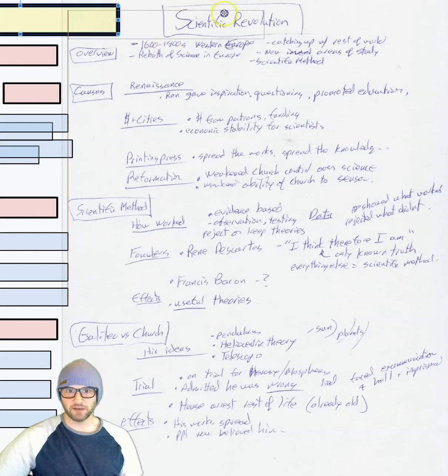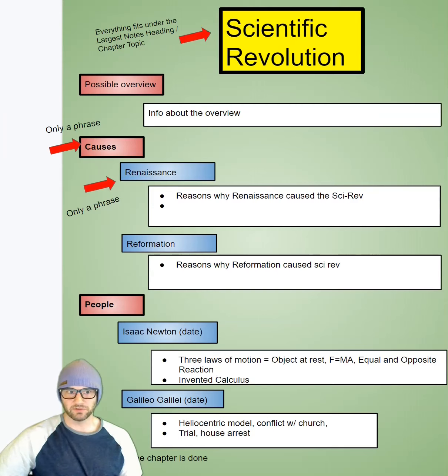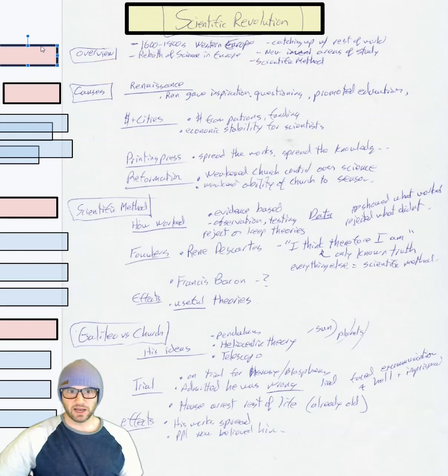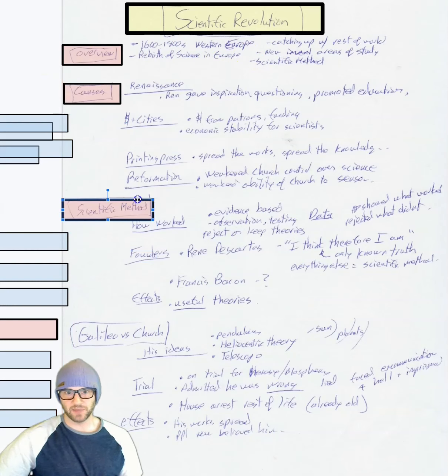Well, first off, we have the main heading for the notes, okay? Largest heading, Scientific Revolution, there we go. We do have an overview, and there are some bullets in the overview: rebirth of science in Europe, scientific method, new areas of study, catching up with the rest of the world. Just some information, 16 to 1800s, as an overview. And then the parts of the scientific revolution I want to talk about are the causes, the method, and in this page of notes, Galileo versus the Church.